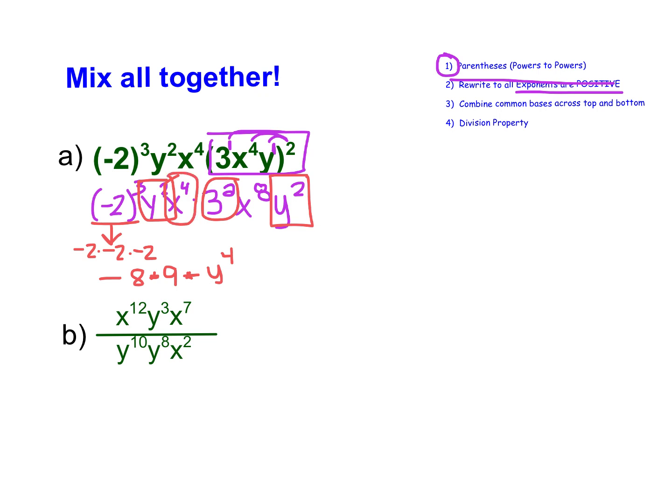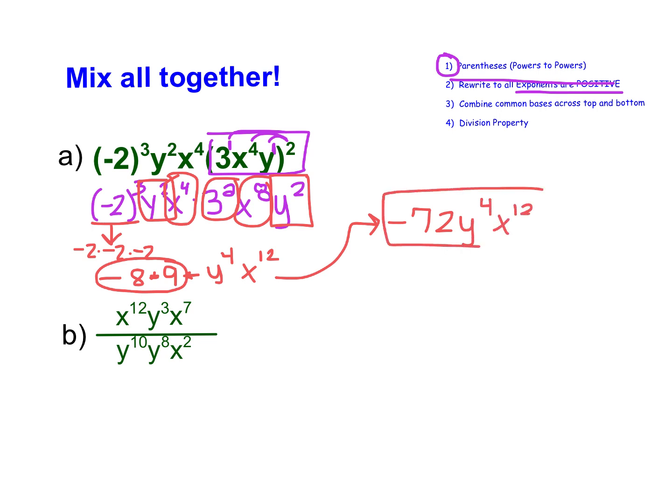And then I have x to the 4th and x to the 8th. Again, another situation where I add the exponents. So I have x to the power of 12. So here I can write my final answer by multiplying these two values together. So I get negative 72, y to the 4th, x to the 12th. And I don't have to apply this last step here because I don't have any division.